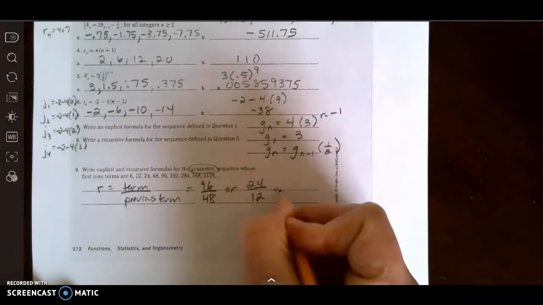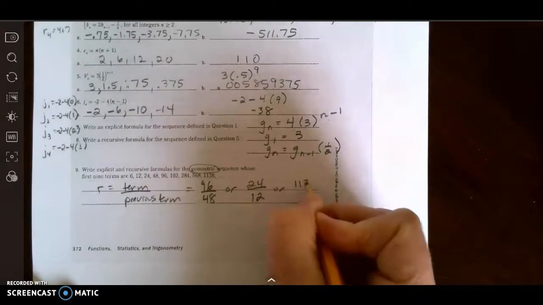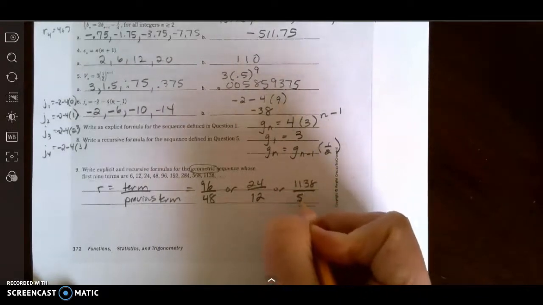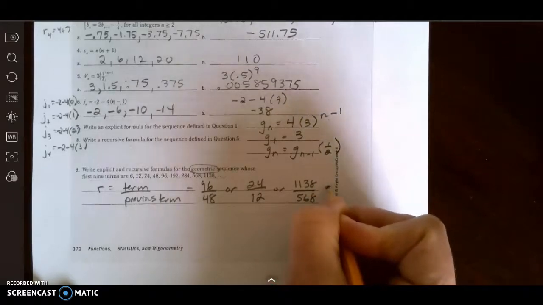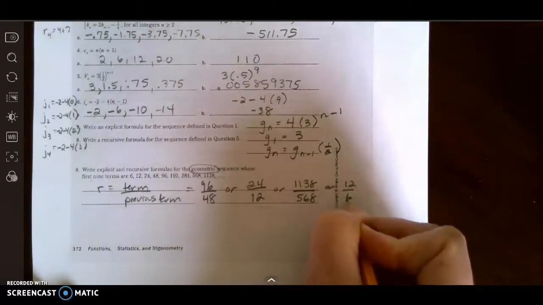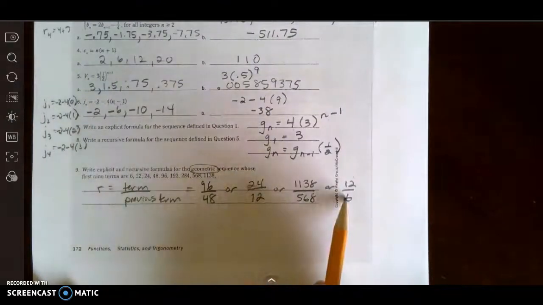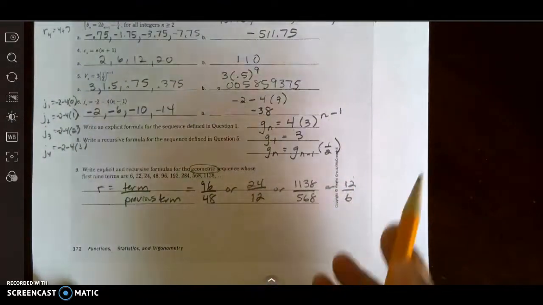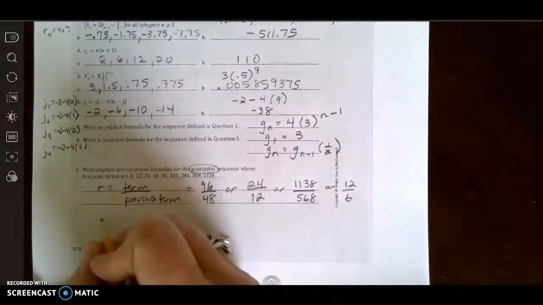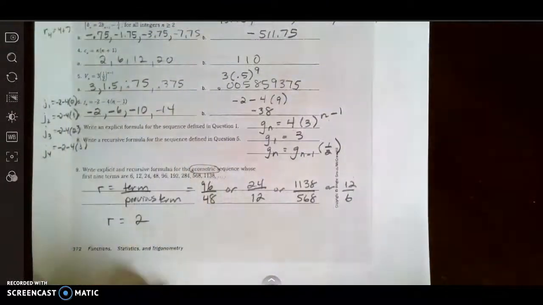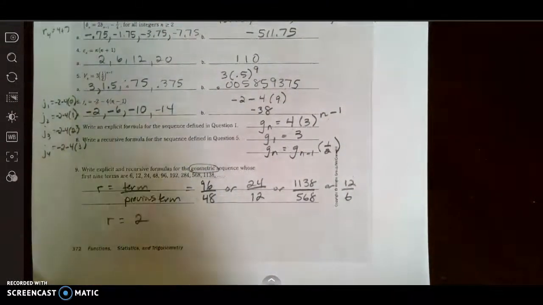I could take 1,138 and divide by 568. Or I could take 12 divided by 6. All of these should give me the same thing. I know that 12 divided by 6 is 2. So I know that my constant ratio is 2.